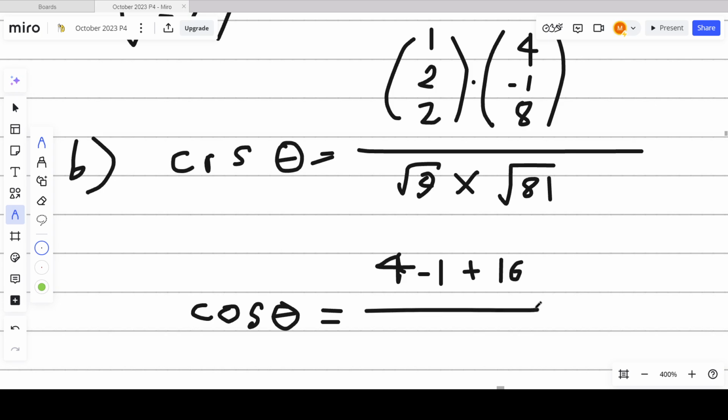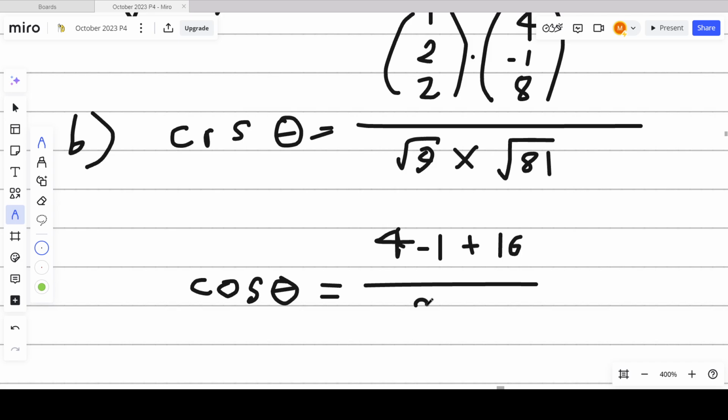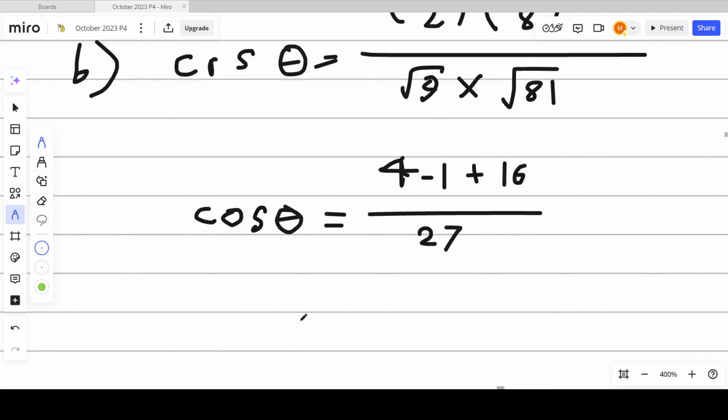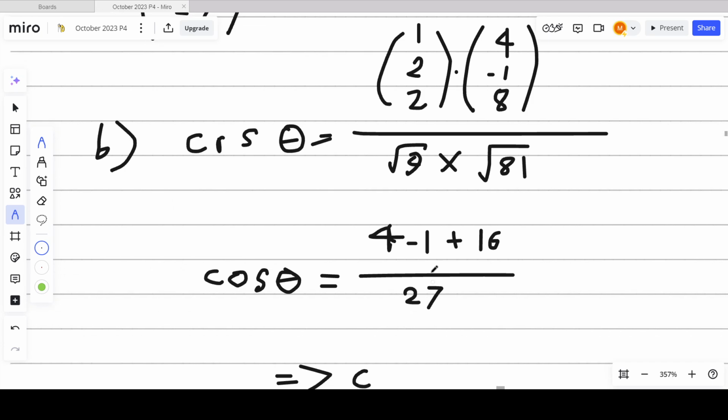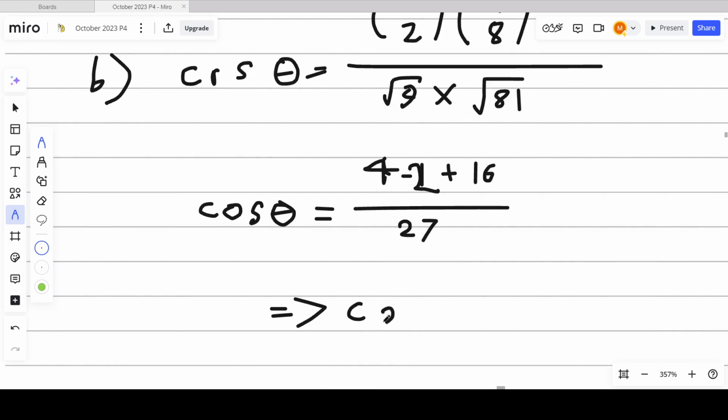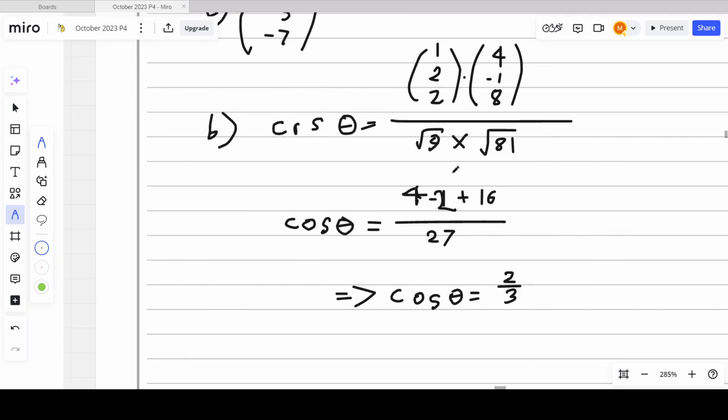16 over square root of 9 is what? 3, and 3 times 9, this is 27. So the value for cos theta we would get here: 4 plus 16, this is 20. So 19 over 27? Or 2 times negative 1, this is negative 2. It should be negative 2. So this is 18 over 27. So the value for cos theta would be 2 over 3. That's it.